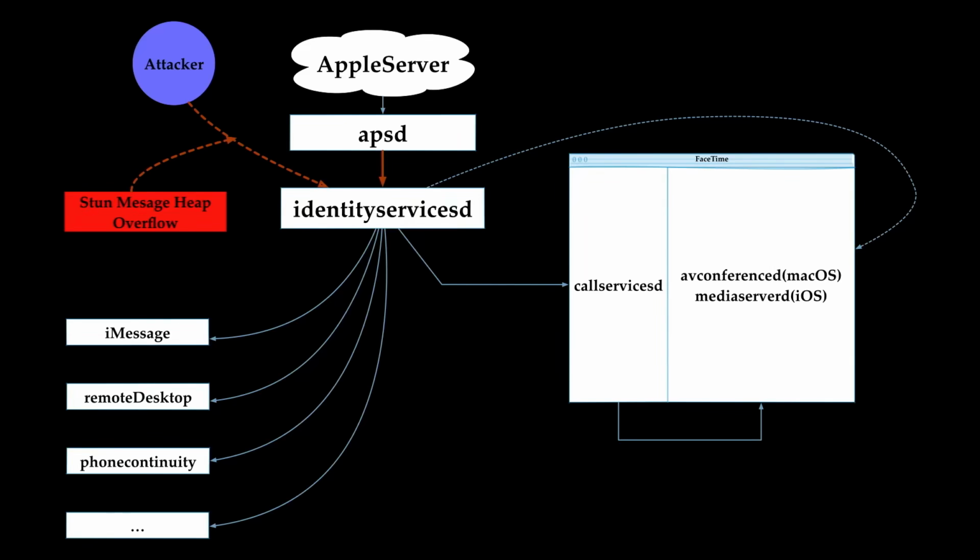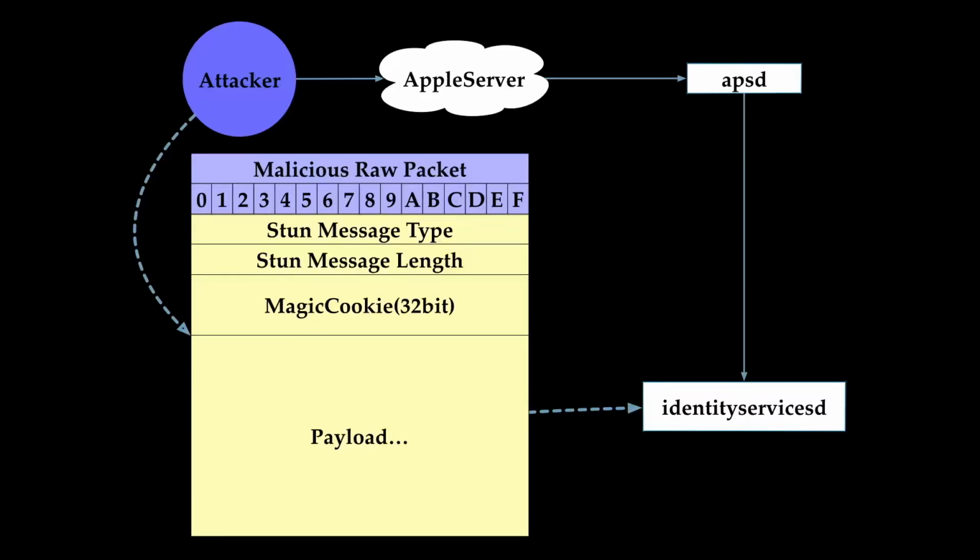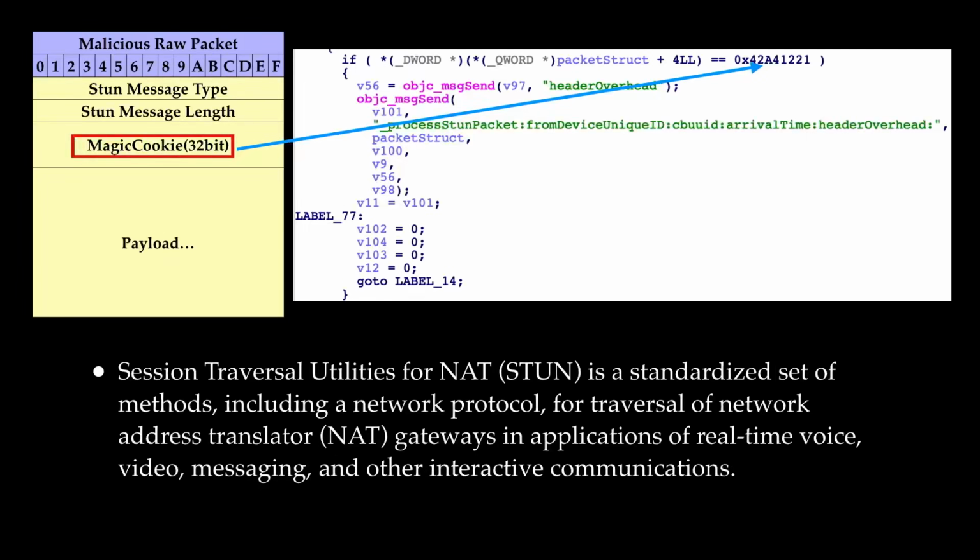Tor already mentioned that identityservicesd is responsible for handling a kind of message called stem message. And identityservicesd identifies that kind of message by magic number matching. So if you just drop a UDP packet and at offset 4 you put a magic number like 42A4, blah, blah, blah, it will trigger the stem message parser.